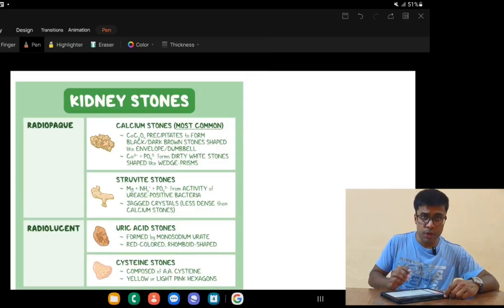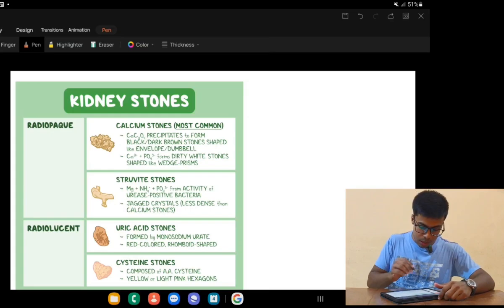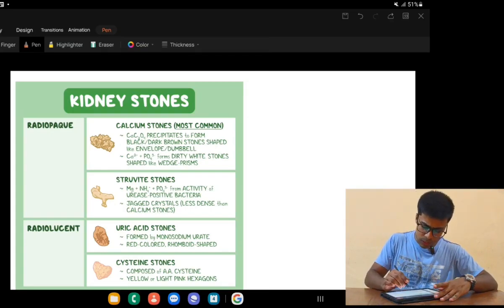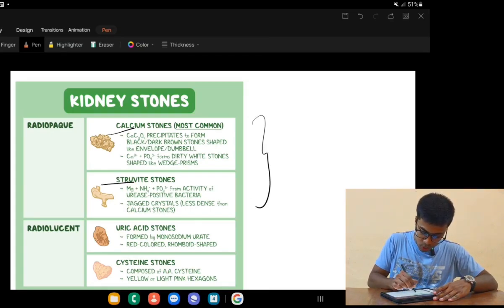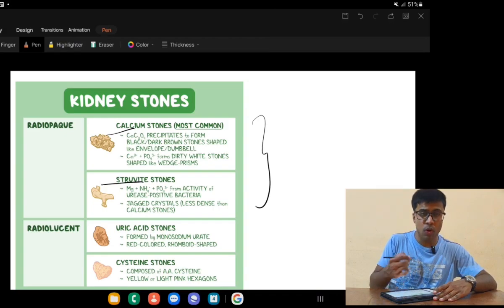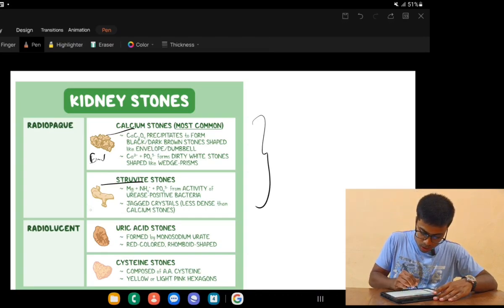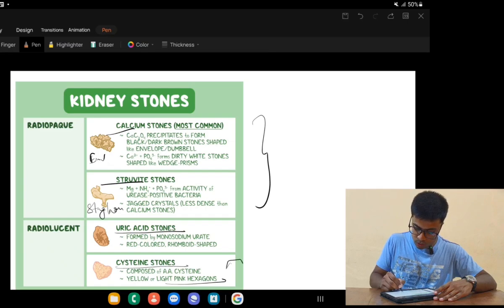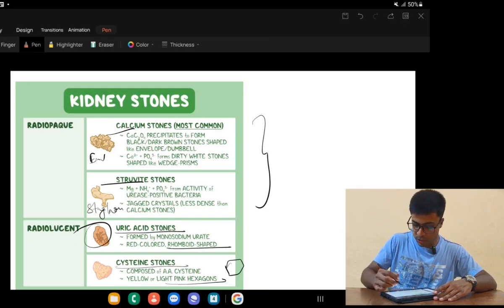Then kidney stones, radiopaque and radiolucent, what I said earlier. There are two stones that are radiopaque: calcium stone and struvite stone. You should know the components and the color and shapes of these stones, so you can learn from this. Calcium stones are envelope shaped. Struvite stones are staghorn. The radiolucent ones are two: uric acid stone and cystine stone. Cystine stones are yellow or light pink hexagons. If possible you can learn this. And rhomboid is for uric acid stones or crystals.